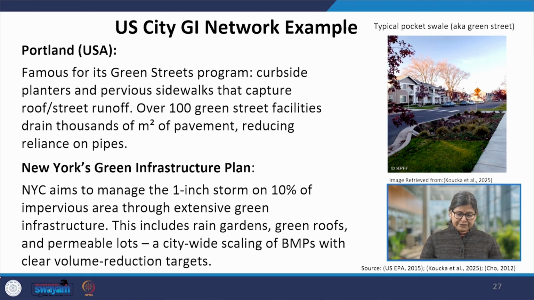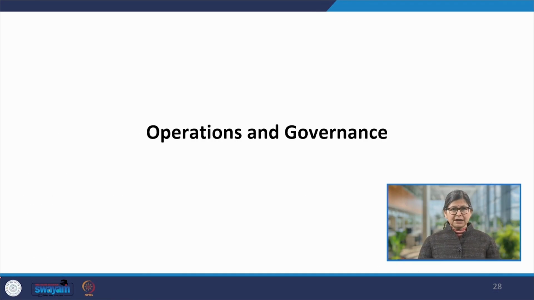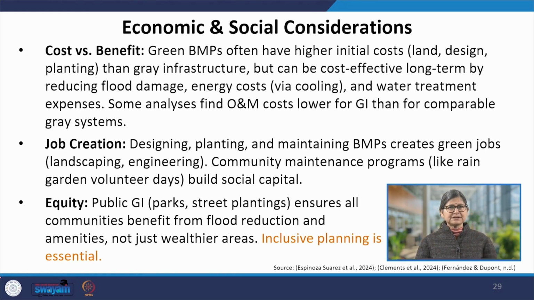New York's Green Infrastructure Plan. New York City aims to manage the 1-inch storm on 10% of impervious area through extensive green infrastructure. This includes rain gardens, green roofs, and permeable lots, a city-wide scaling of BMPs with clear volume reduction targets. So that is very important to have a clear target. Operations and governance. So first thing we'll be discussing the economic and social considerations, the cost versus benefit.